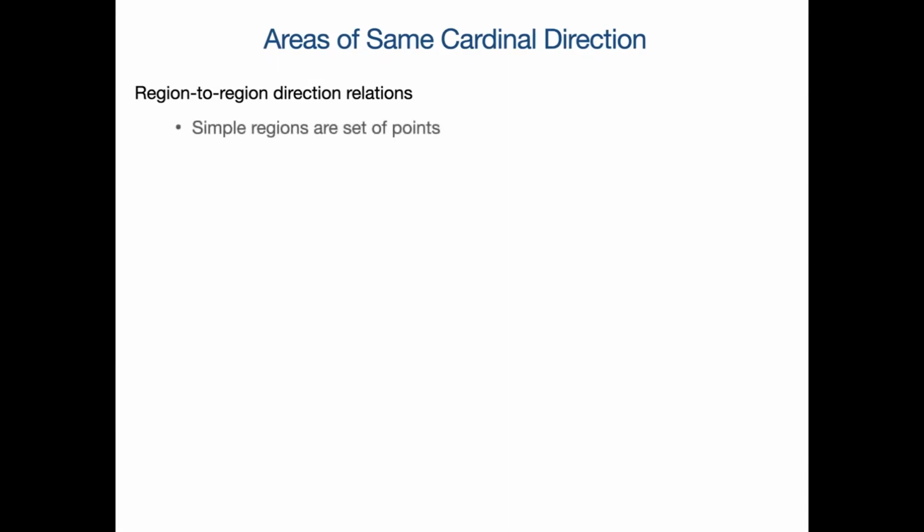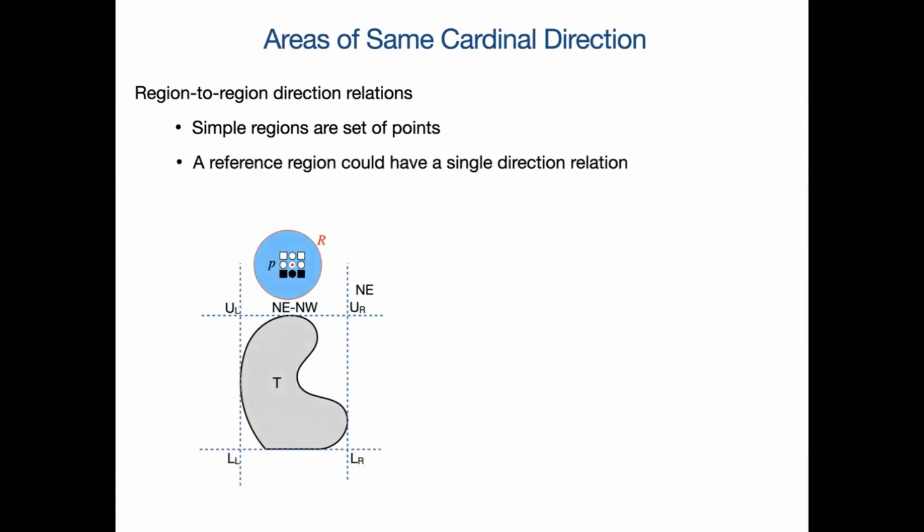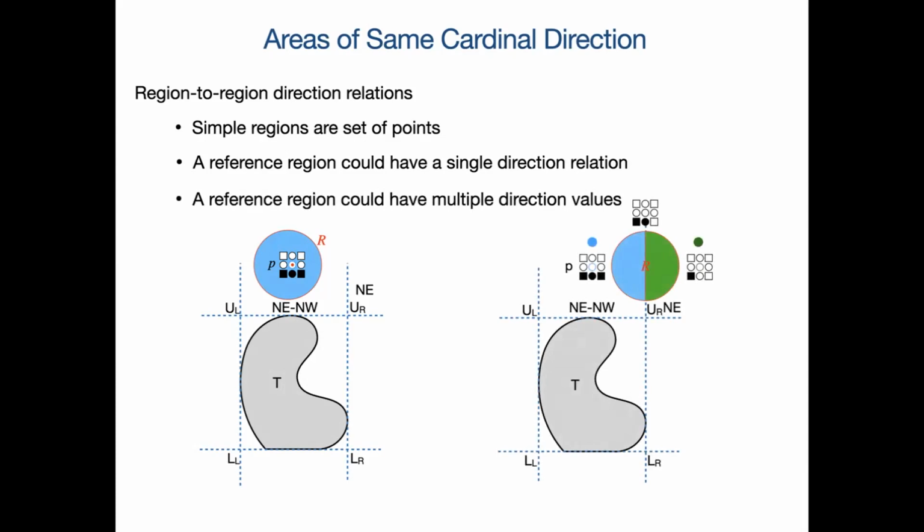Using this point relations concept, here we are considering the regions as point sets, and the reference is a set of points. All the regions are made with a set of points, and a reference region would be capable of having a single direction relation if it falls into one direction tile, and sometimes the reference region could have multiple different directions.